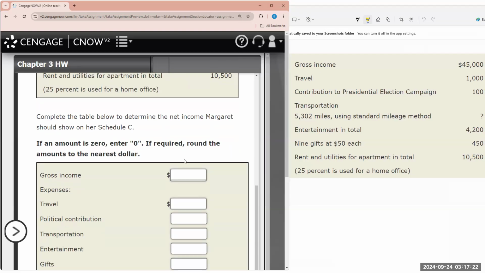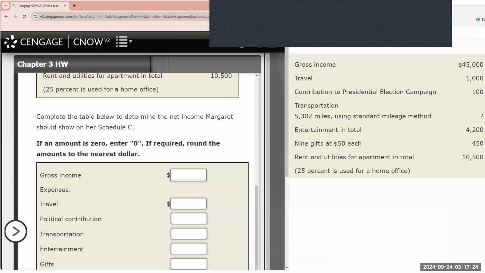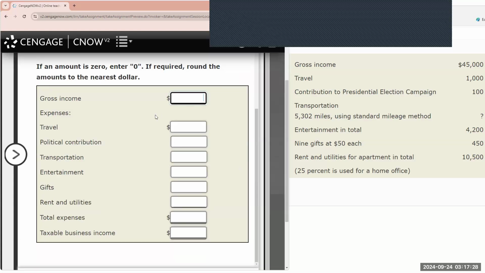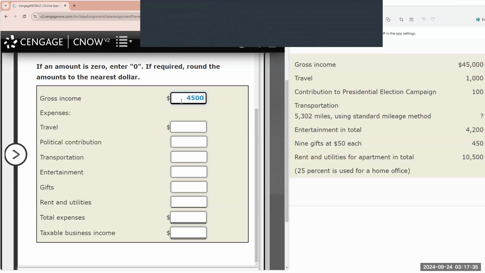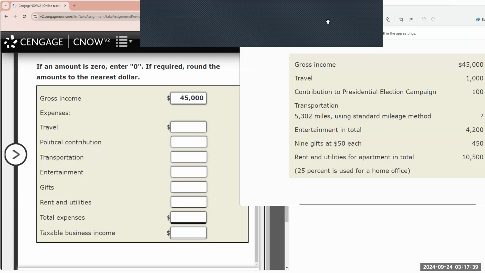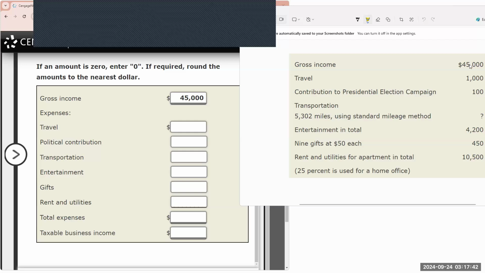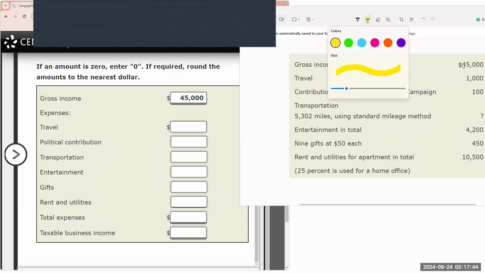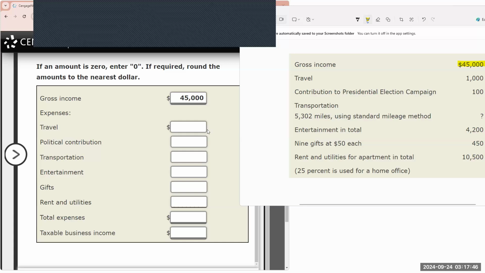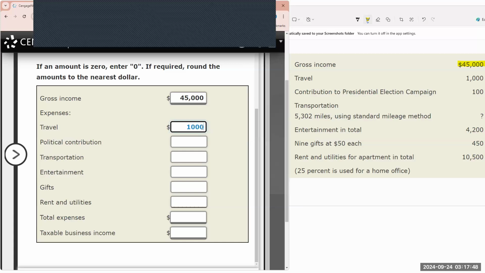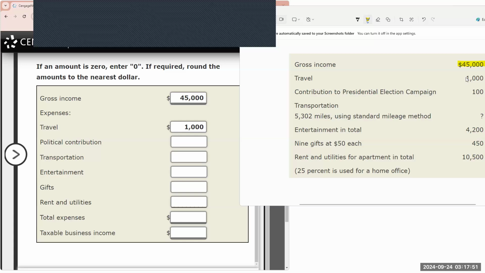All right, so it's asking us to complete the table below. It's fairly similar to the problem that we answered before where we completed the Schedule C. Gross income is $45,000. So we've accounted for the $45,000. There's travel of $1,000.